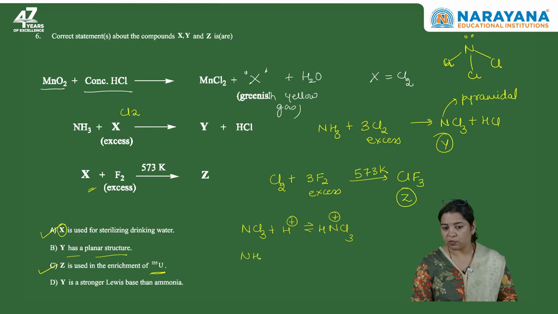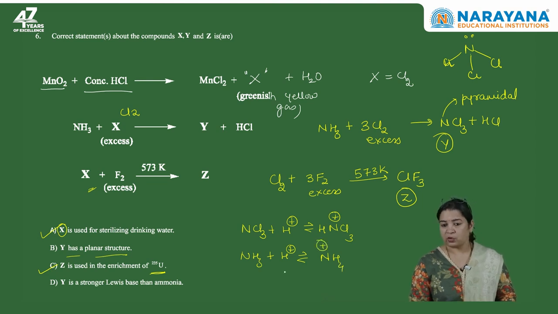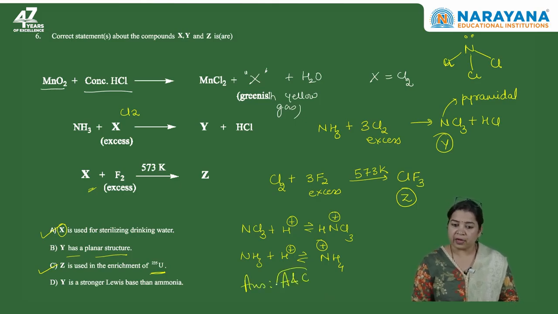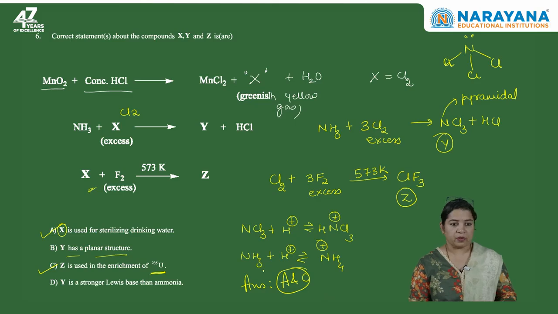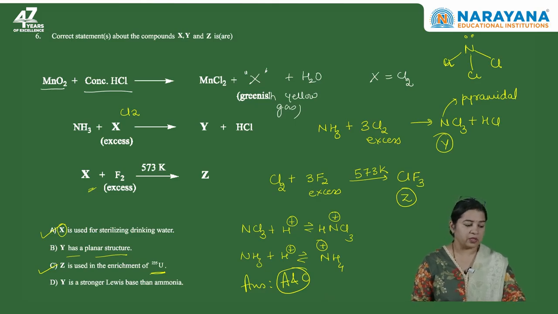If it was ammonia and H+, the conjugate acid formed would have been NH4+. So I think you would definitely conclude directly that this is an untrue statement. NCl3 is not a stronger Lewis base than ammonia, and therefore the answer for this question is A and C. Is that absolutely okay? Answer is A and C.